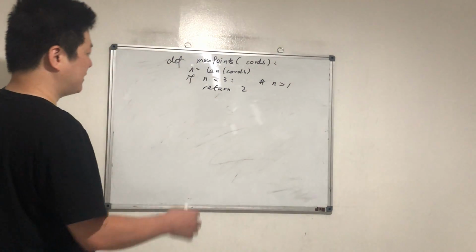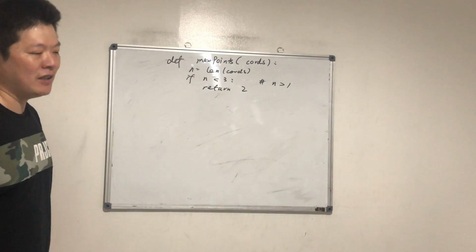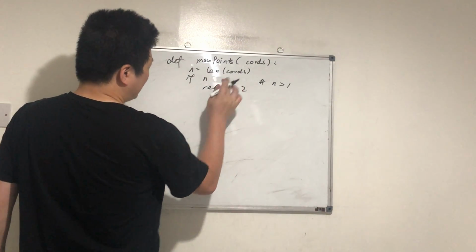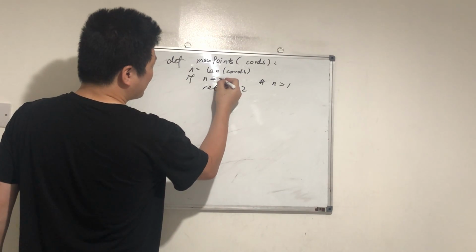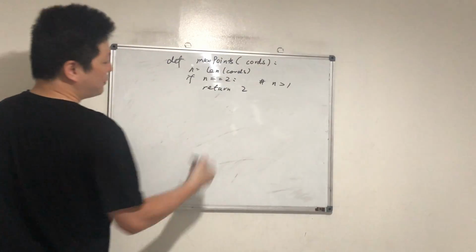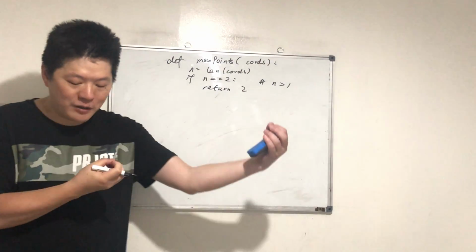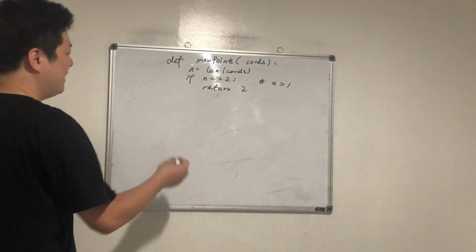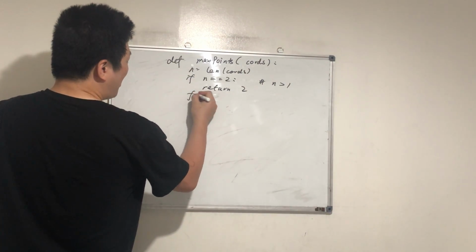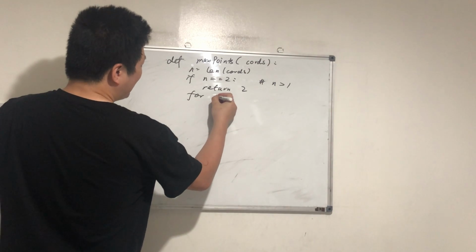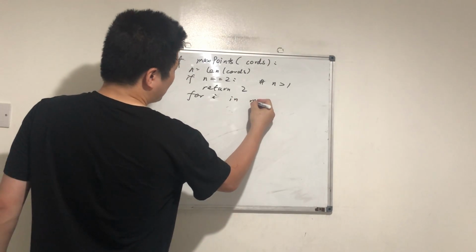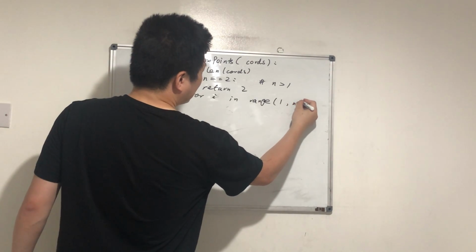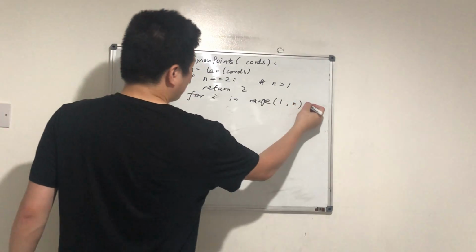Lots, infinity. Okay, so if n is smaller than 3, maybe we just make it explicit. If n equals 2, return 2, right? If there are 2 points, these 2 points are on the same line. That's it. So now, we want to iterate for i in range. Don't do this. Range, we start from 1 to n. I'll show you why.